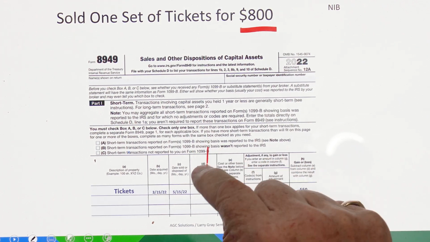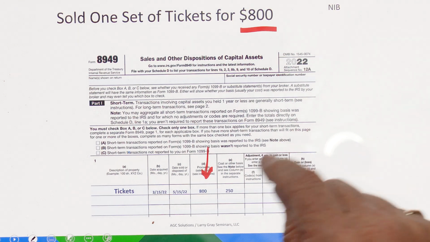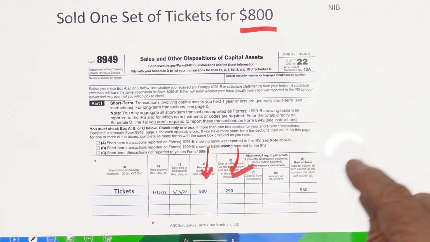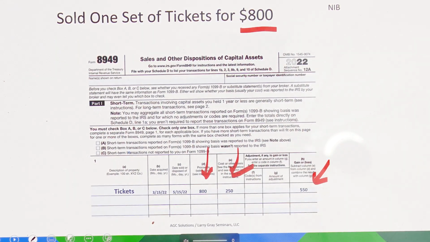So here's our $800 that we sold them for. Our cost was $250. Our gain is $550. It's short term, so it's a short-term capital gain. If it was over a year, it'd be a long-term capital gain. So we sold 1 set for $800.